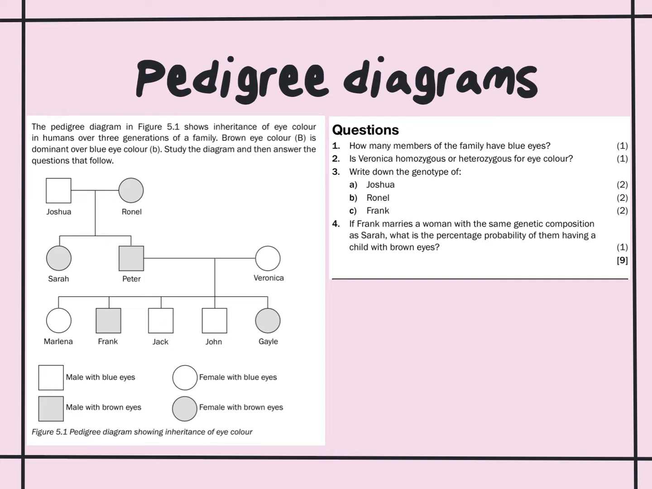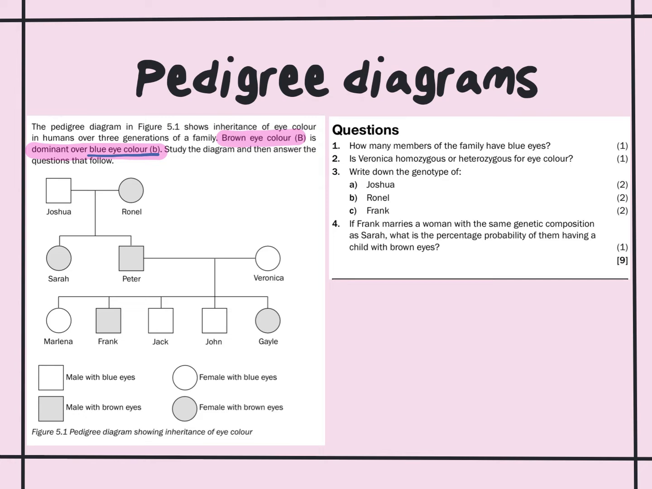We first read the question. The pedigree diagram shows inheritance of eye color over 3 generations of a family. Brown eye color is dominant over blue eye color. So big B is brown, small b is blue. They will normally have a key. If it is a colored in square, it's a male with brown eyes, whereas if it's a white square, it's a male with blue eyes. So the gender does not matter. The genotype of a male with blue eyes and a female with blue eyes is going to be identical. So my first thing I do is I find all the individuals that have the recessive trait.